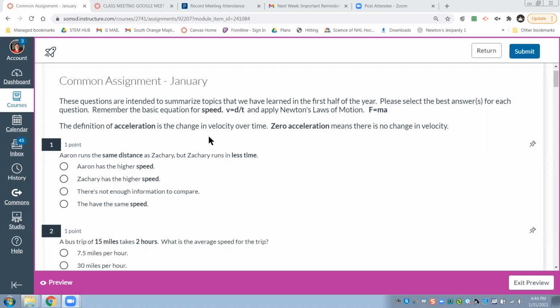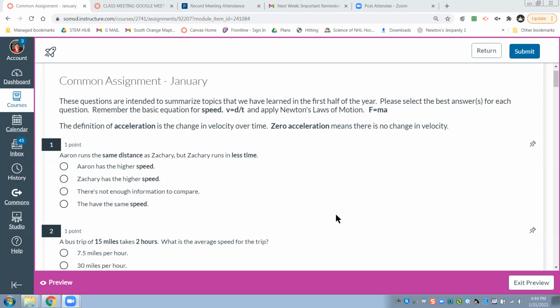Acceleration is the change in velocity over time. If we have zero acceleration, that means there is no change in velocity. The first question is a basic application of speed equals distance over time. So if Zachary can run the same distance as Aaron in less time, then he must be faster, right?